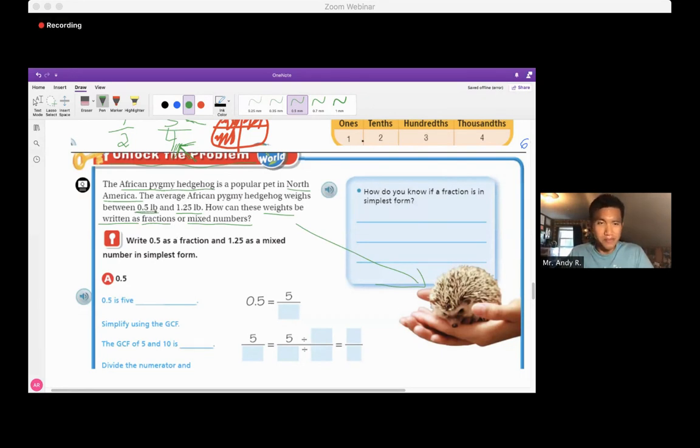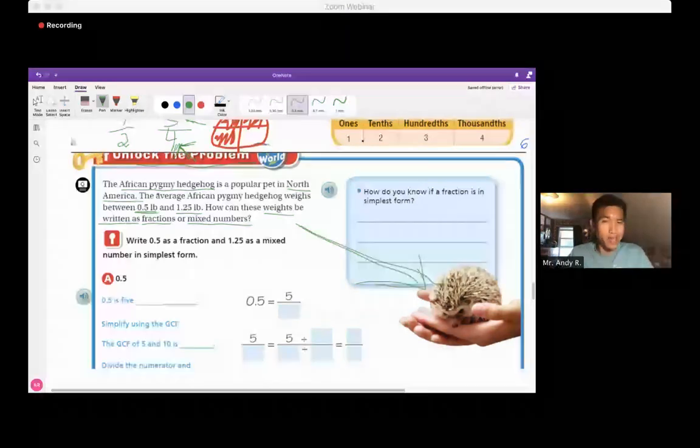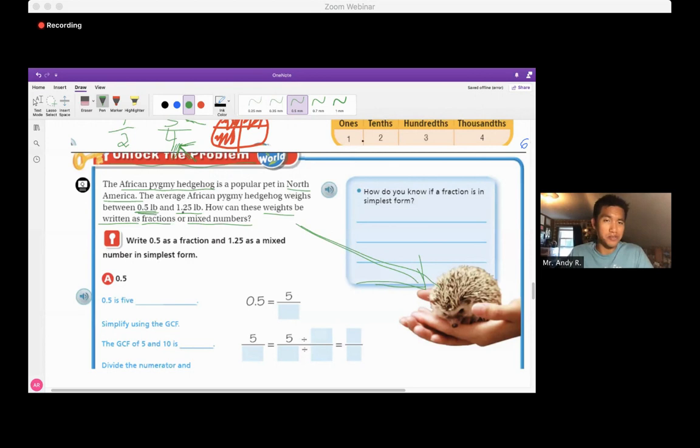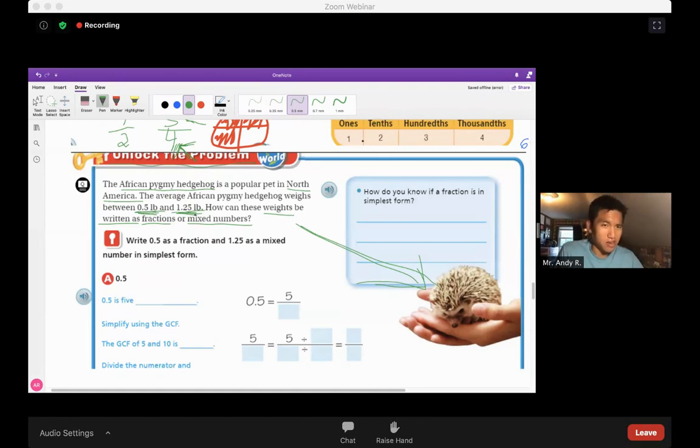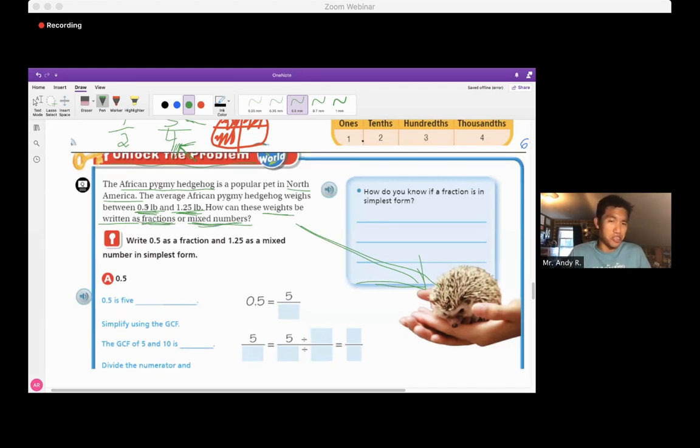So here's a hedgehog. It weighs between 0.5 pounds and 1.25 pounds. That's its weight, how heavy it is. But they're giving it to us in decimal numbers, 0.5 to 1.25. How can these weights be written as fractions or mixed numbers? We'll talk about mixed numbers soon. But fractions: how do you turn 0.5 and 1.25 into a fraction?